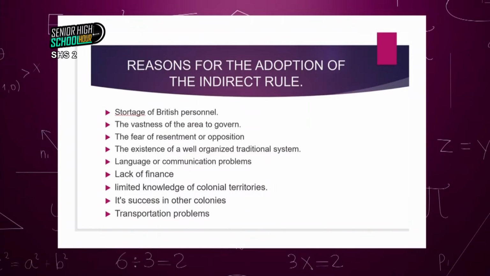Then there was the issue of finance. As we said, the place was vast, and if you are going to bring British nationals, it means you're going to pay them per their position. So it was good to rather use the indigenes who in actual cases didn't even know what the money economy was. They would get them to do their bidding, a few incentives would be given, and it would work.